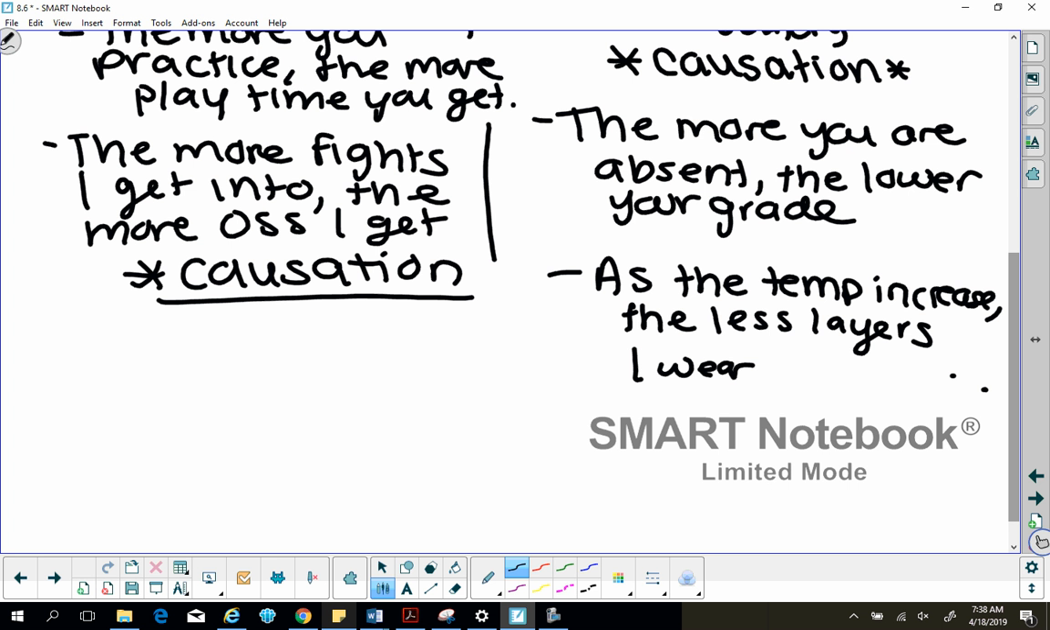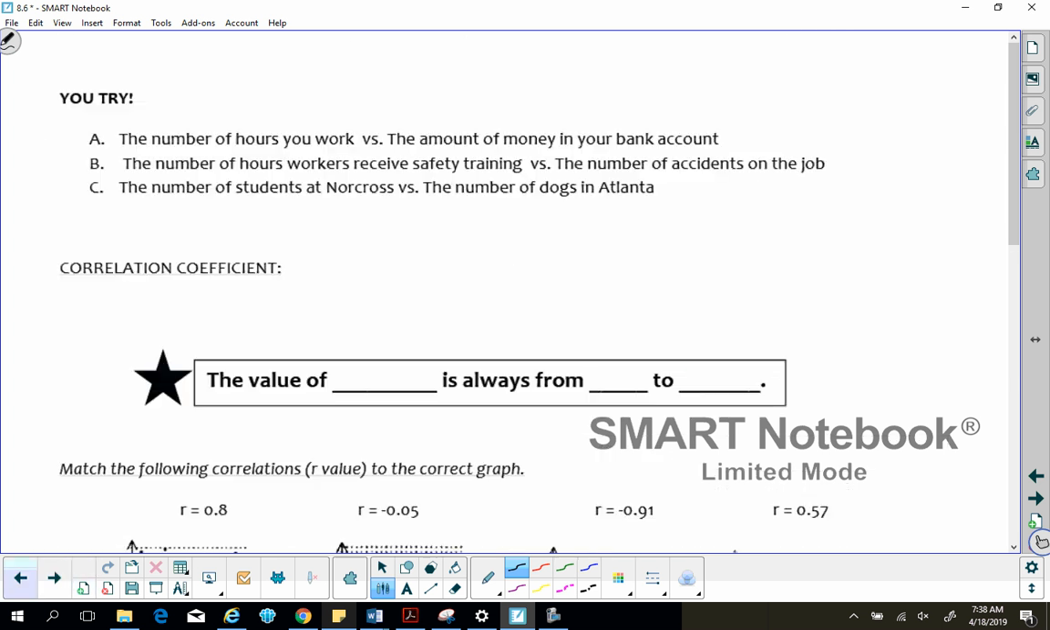Okay, so you're going to open up your packet, and we're going to practice the first 2 pages this next lesson, so skip over that. We're going to scatter plots and correlation, so this one right here. The first thing I want you to do is identify if it's positive, negative, or no correlation.